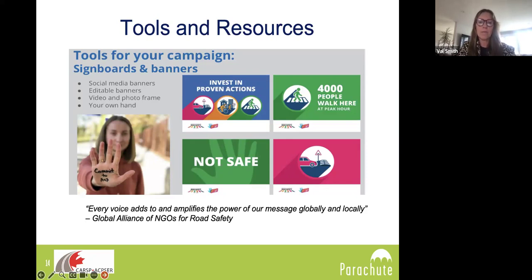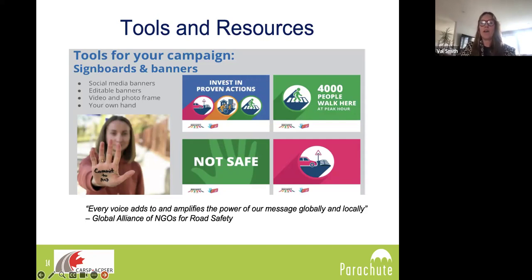Parachute's also going to be taking part in the campaign. We're going to be supporting communities and partners in Canada. So please reach out to me if you want any more information, if your community needs support. And remember, your voice is important. And if we mobilize together, we can certainly raise more awareness on the importance of keeping our roads safe.